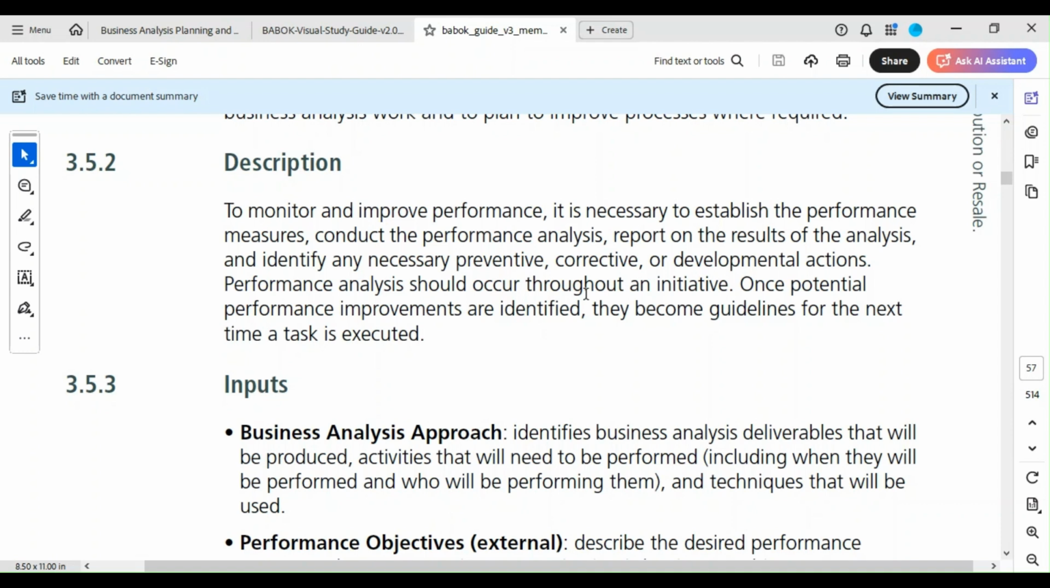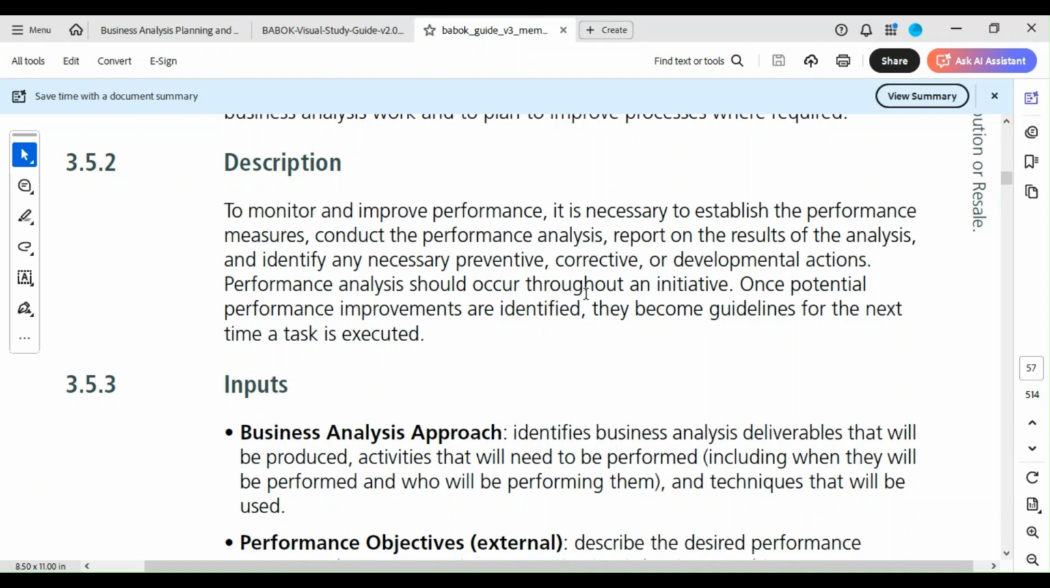So you want to improve. How can we correct this, or what developmental actions could be taken and put in place to improve? It is always about how do we improve, how do we get better. Now, performance analysis should occur throughout an initiative, telling you that it's not a one-time thing. Once potential performance improvements are identified, once you identify those areas that need improvement, they become guidelines for the next time a task is executed.